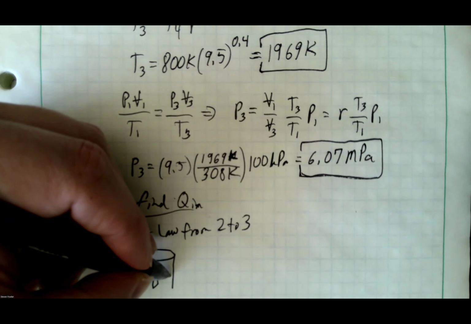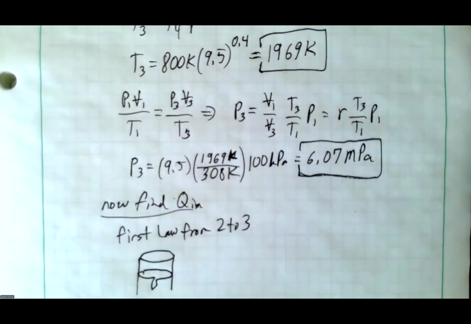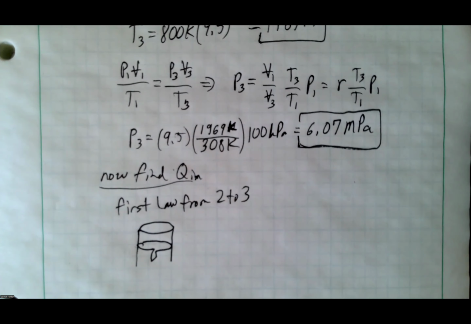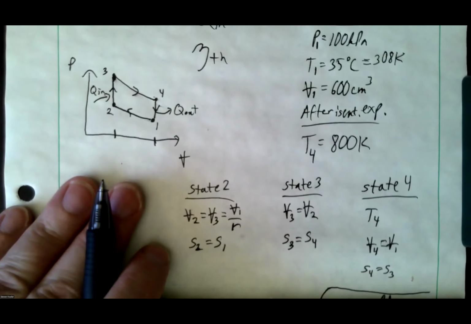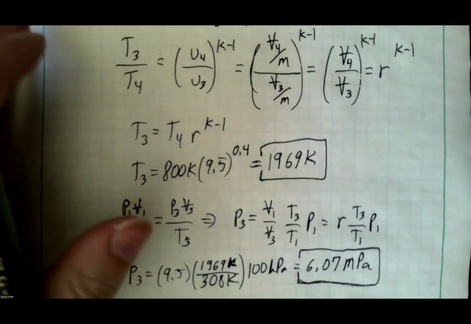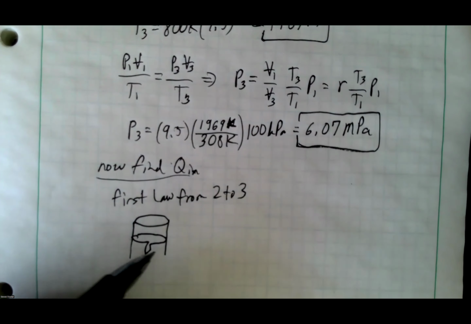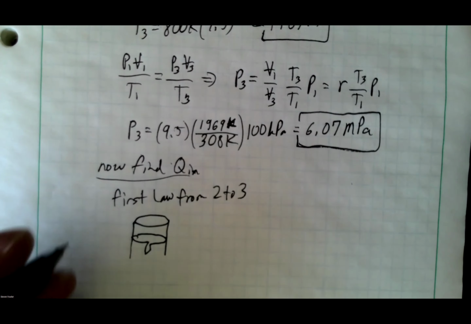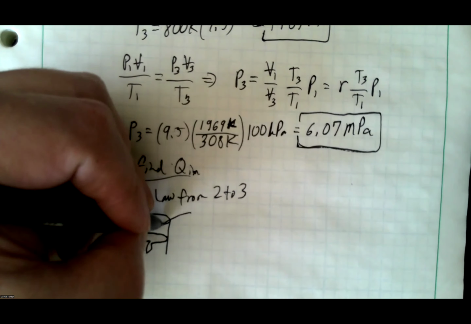Introduced briefly in chapter 2. You draw your system. It's a piston. From state 2 to 3, go back and look at our diagram. Remember, this is a constant volume heat addition. Normally with a piston, we would say there's boundary work. But in this case, because the volume's constant, there's no boundary work. So the only thing crossing the boundary right now is going to be Q in.